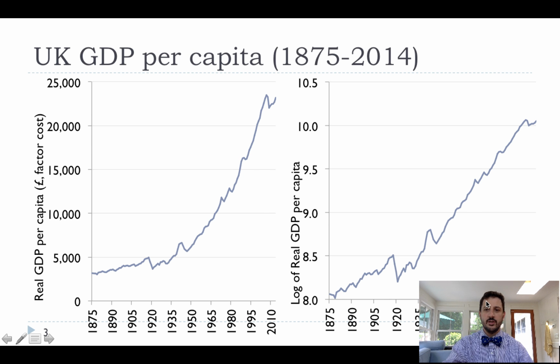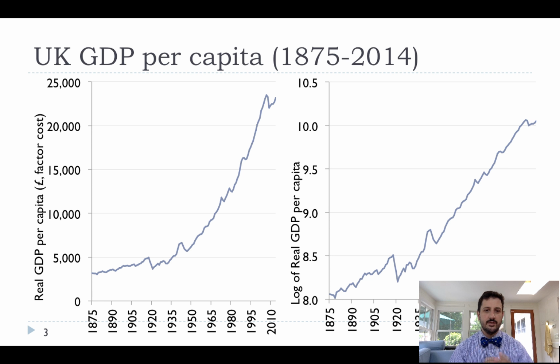So this is a measure of GDP in the United Kingdom going all the way back to 1875. And it's the same data on both graphs. The only difference is that on the left side we have a linear graph. So the distance between each axis is the same, 5,000 pounds. And on the right hand side we have the log. And so just keep in mind that when we see a straight line in a log graph, that means we have constant growth in terms of a percentage.